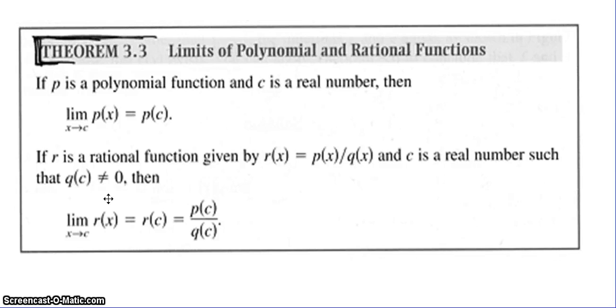The same is going to be true for rational functions. So if r is a rational function given by r of x equals p of x over q of x, and c is a real number such that q of c does not equal 0, then the limit as x goes to c of r of x equals r of c, which is p of c over q of c. Again, the denominator can't be 0 though.